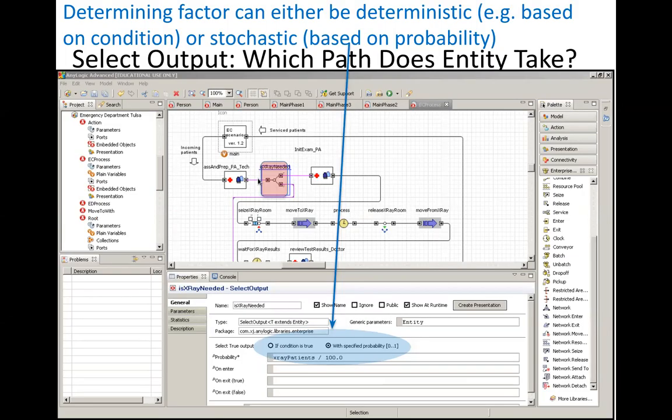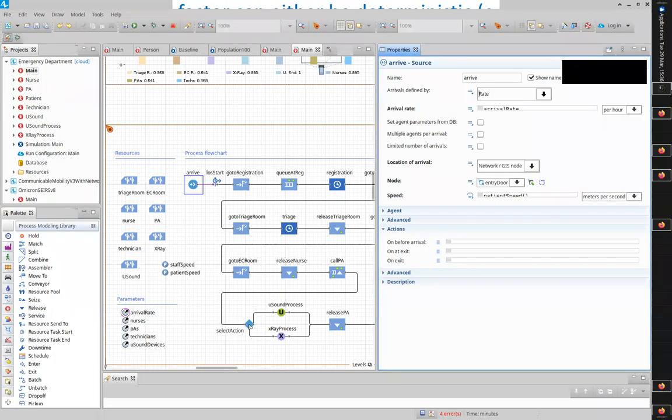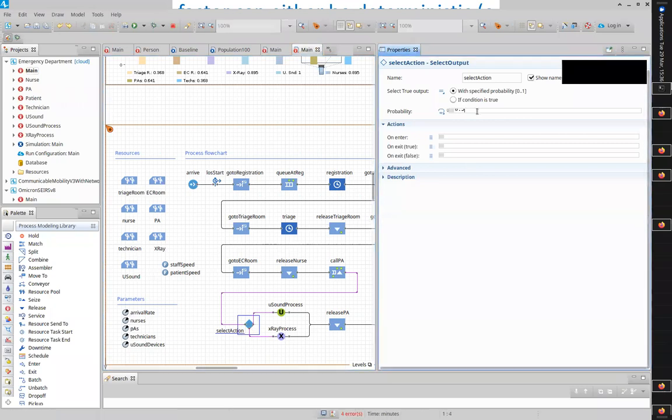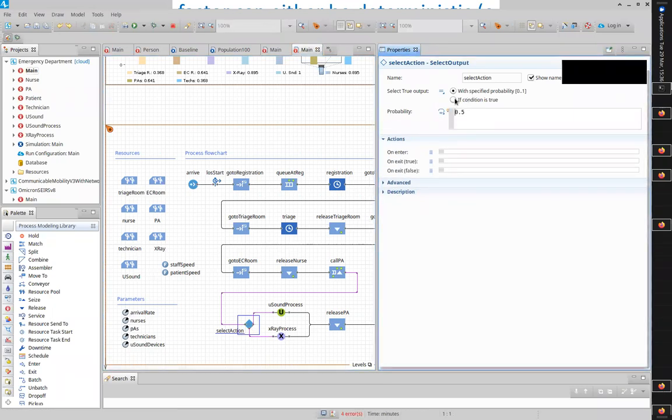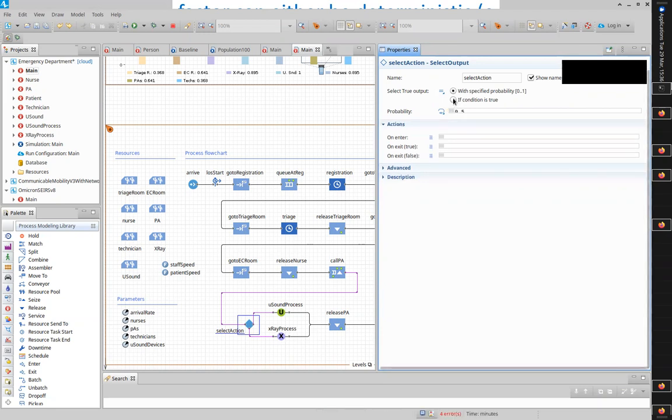You can select outputs. Now, selecting outputs basically allows splitting, and it can be based on a probabilistic split or based on a condition. So we can say, if this condition is true, they go this way, otherwise that way. Here it's labeled true, false. Or we can do it probabilistically, like with a certain chance they go one way or the other. Here, for example, it's just a probability of 0.5. But we could say condition true, and we could say, well, if the patient has such and such a condition, then they go one way versus then they go the other way.